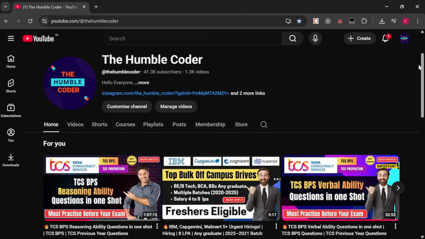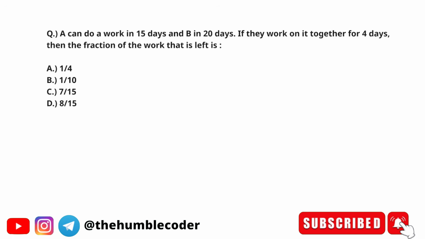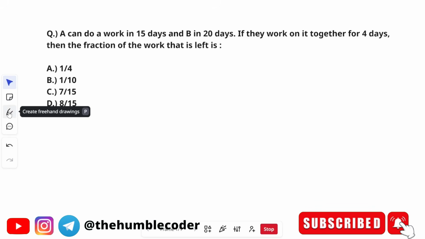So guys, let's get started with the first question. Let's look at this question. The question says A can do a work in 15 days, B can do in 20 days. If they work together for 4 days, then the fraction of work that is left is. So how we are going to solve this question is, basically we know total work is always 1, right? Total work is always 1.